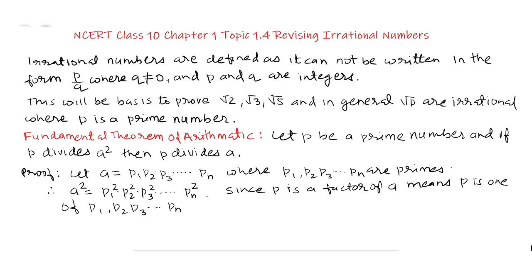Since p is a factor of a square, p is one of p1, p2, p3, ..., pn, which means p divides a. Thus we have proved that if p divides a square, it also divides a. We will use this theorem to prove root 2 is irrational.